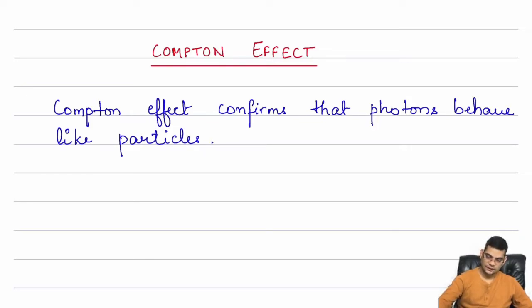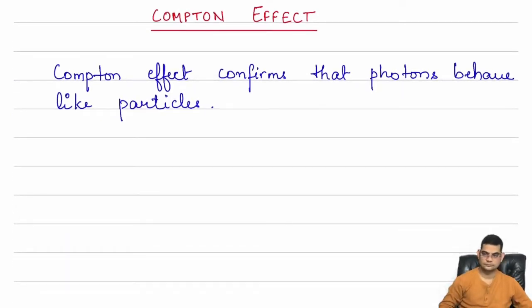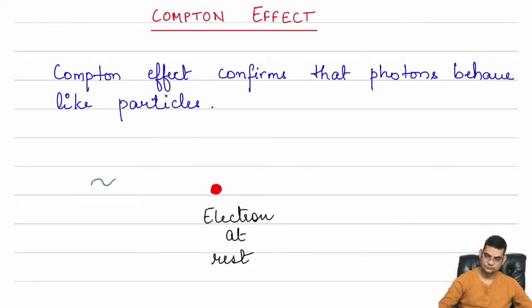In the Compton effect, there is an electron at rest, and a photon incident on the electron. So this is your incident photon.